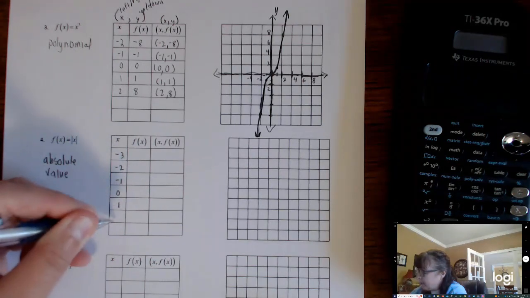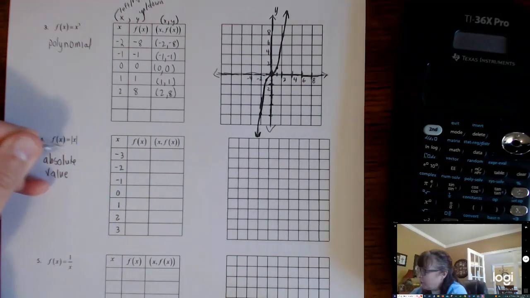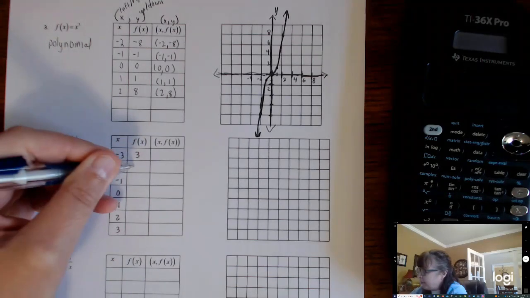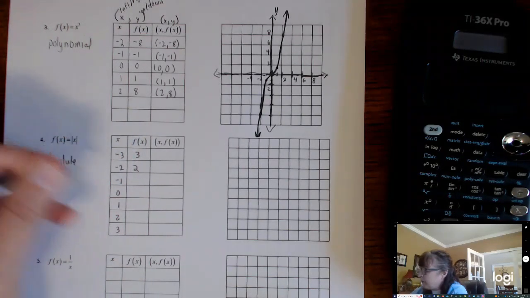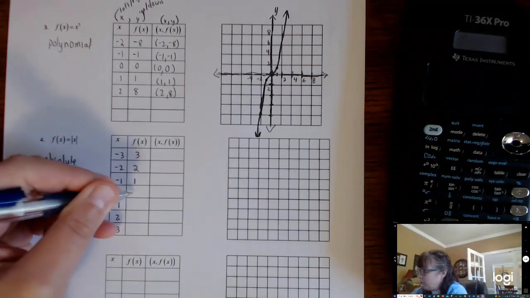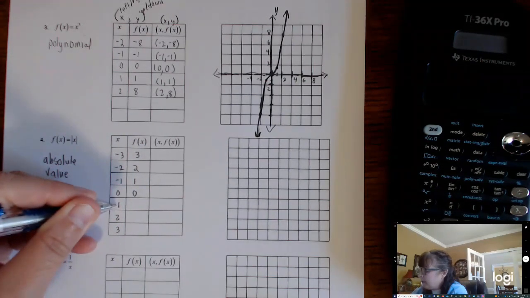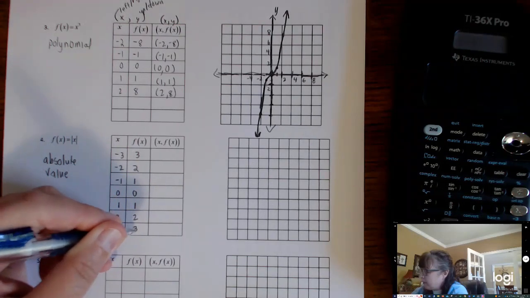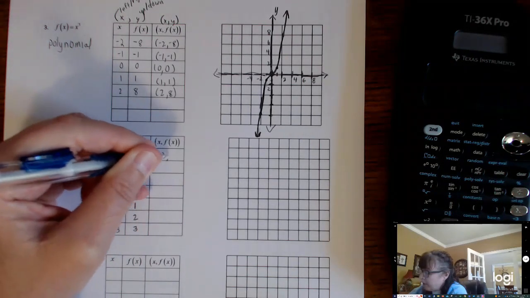and a few positives. So if I put -3 in here, I get 3. If I put -2 in that absolute value, I get 2. If I put -1 in that absolute value, I get 1. And if I put 0, I get 0. If I put all these positives, I get the same number. So I get these ordered pairs.